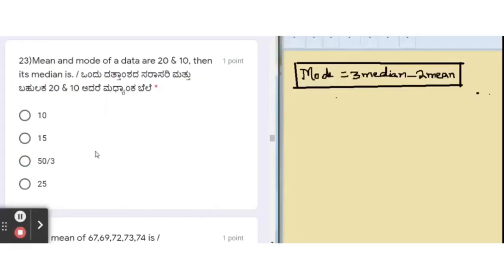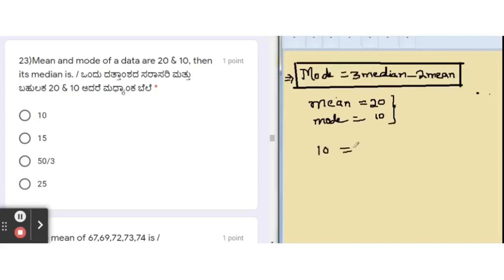23rd question. Mean and mode of a data are 20 and 10 respectively. Then median is. One question is definite from statistics with the relation between mean, median and mode. The formula for mean, median and mode relationship is mode is equal to 3 median minus 2 mean. So what they have given in the question, they have given mean is 20. I will write here. And mode is 10. So I'm going to replace the values of mean and mode in the formula.